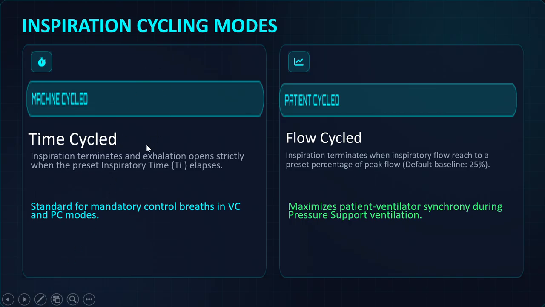Inspiration cycle mode: machine cycle or patient cycle. Machine cycle by time: inspiration terminates and exhalation opens strictly when the preset inspiratory time elapses. Standard for mandatory controlled breaths in the volume control and pressure control modes. Patient cycle, flow cycled: inspiration terminates when the inspiratory flow reaches a preset percentage of peak flow, default baseline 25%. This is in the mode of pressure support ventilation. You can set this in pressure support ventilation only.